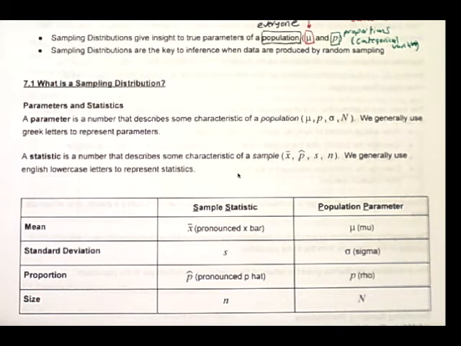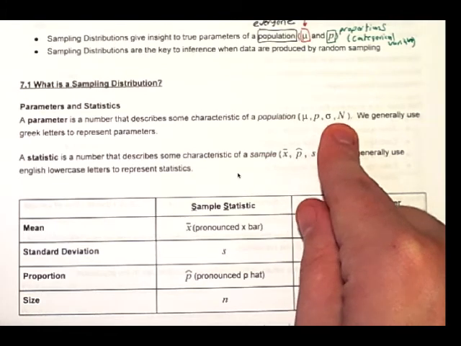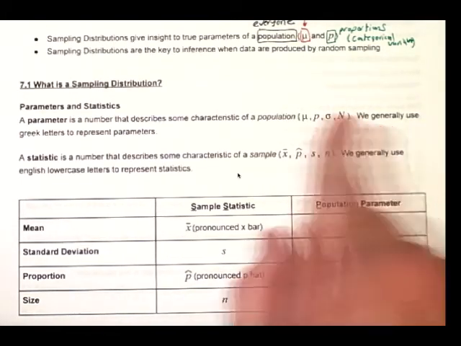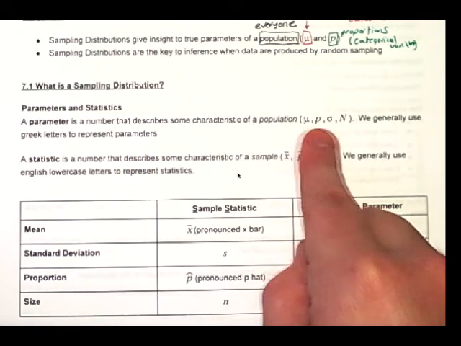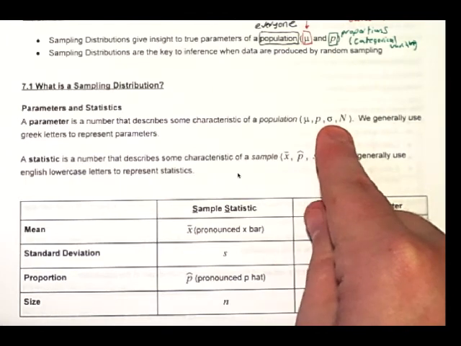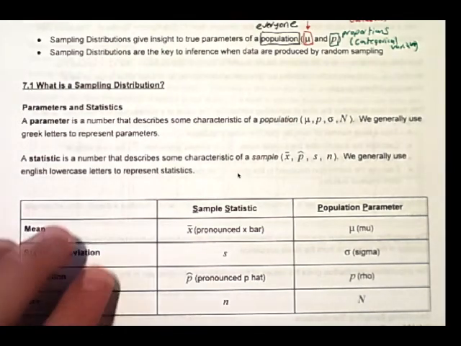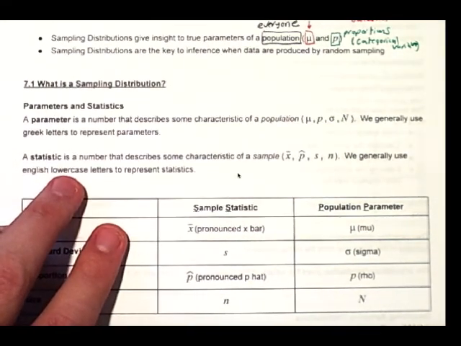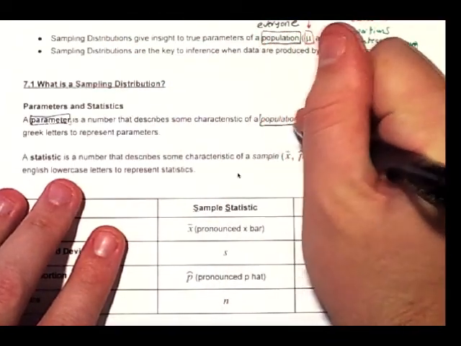So first, it defines a parameter and statistic for us. It says a parameter is a number that describes some characteristic of a population. So we have different parameters. These are the symbols for different parameters. We generally use Greek letters to represent parameters. So that's like the Greek letter mu, rho, lowercase sigma, and then capital N. Some would call that nu. Parameters always go with some measure of a population.